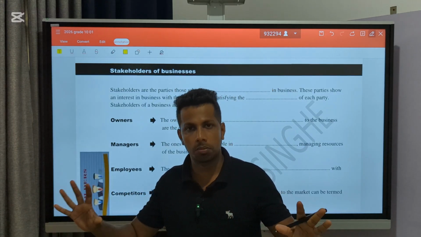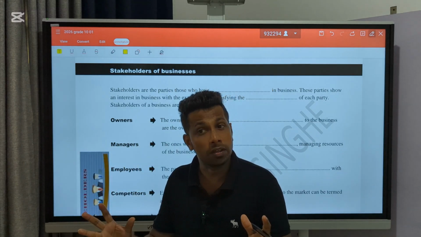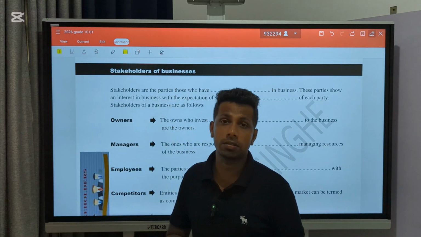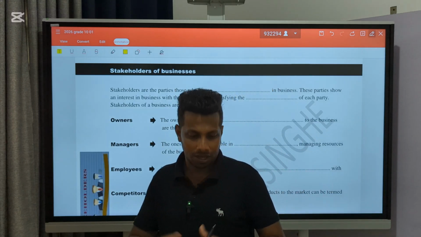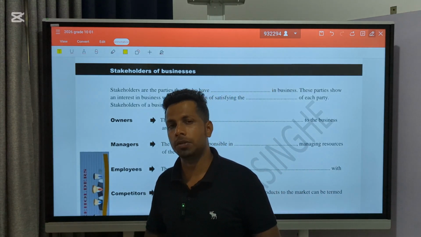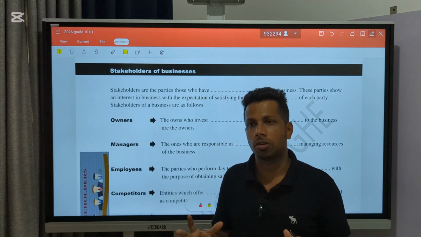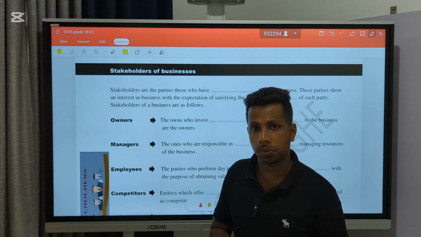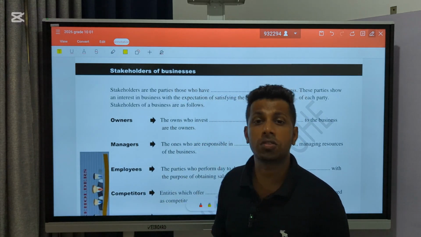So far we have talked about the definition of businesses, definitions of key terms like needs and wants, the main objective of business, the evolution of business concept and its key stages, and especially the factors of production as required resources for production. And now let's talk about stakeholders.